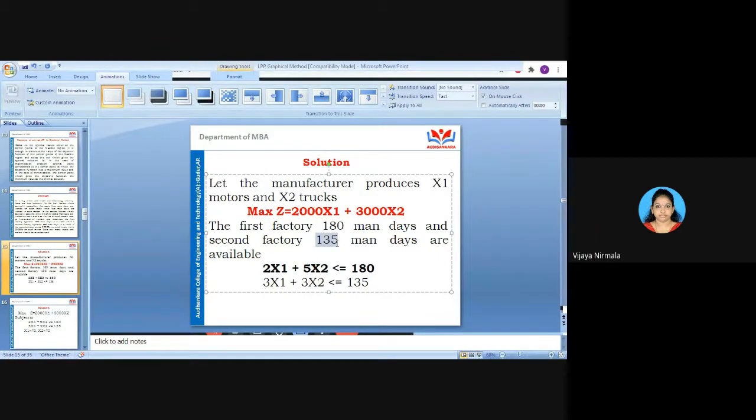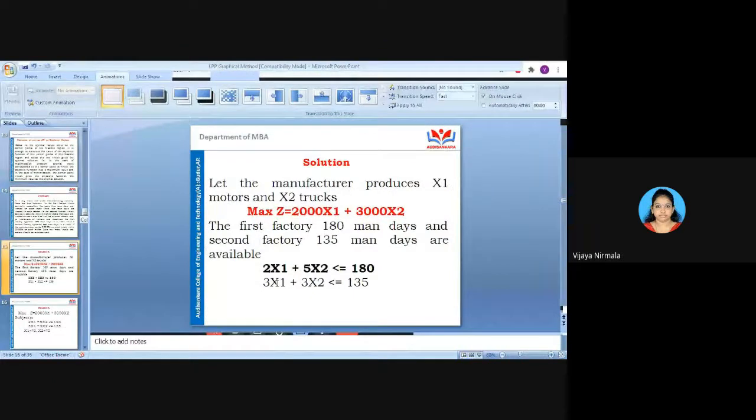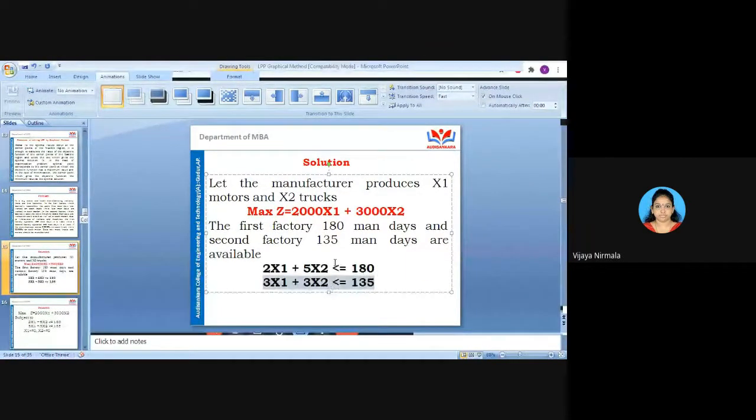135 man days. And what did they say in the problem? For each one, finishing requires 3 man days for truck and motor. So 3x1 plus 3x2 less than or equal to 135.